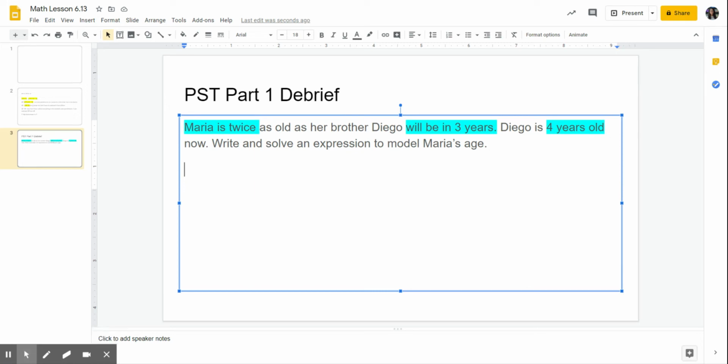So the very first thing we're going to do is carefully read it and underline or highlight any important information. So we know that right now Diego is 4 years old. The problem is also telling us that Maria is going to be twice as old as her brother Diego will be in 3 years. So we are going to start with Diego's age, 4.